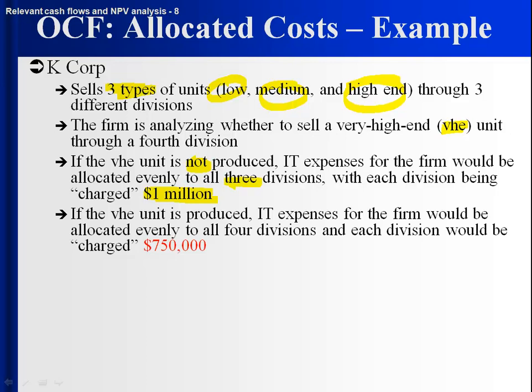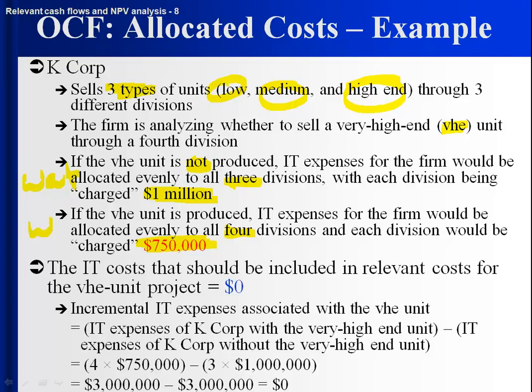Suppose the new unit is produced, which means the project is pursued. So again, this is without and this is with. Then the firm would allocate evenly to all four divisions, the four divisions being low, medium, high, and very high. And each division would be charged $750,000. So the question is, how much IT expenses should be included in costs that are included in the net income statement, that are included in operating cash flow, that are included in relevant cash flow, that would be used to figure out NPV? And the answer is 0.